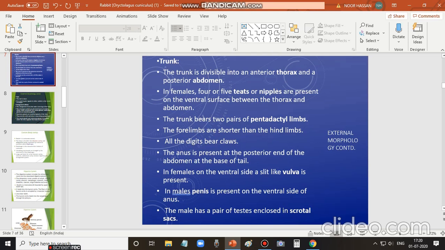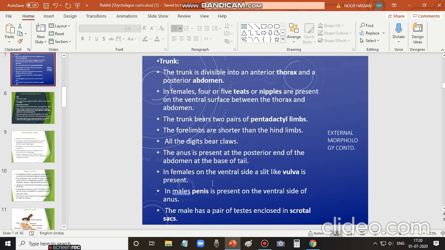The anus is present at the posterior end of the abdomen at the base of the tail. The anus serves to eliminate the waste, the excreta. It is a small opening or pore.